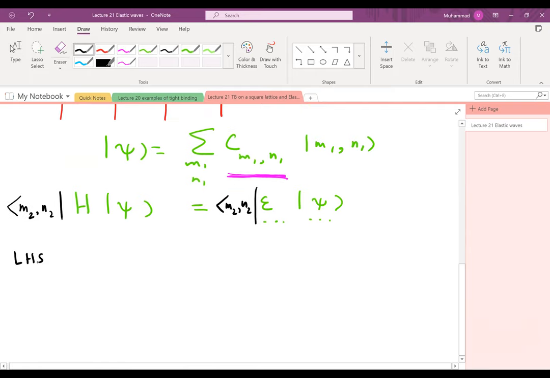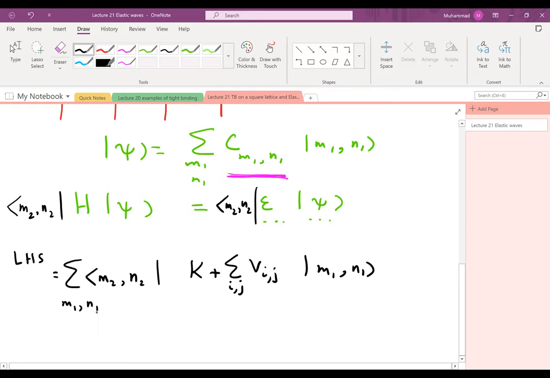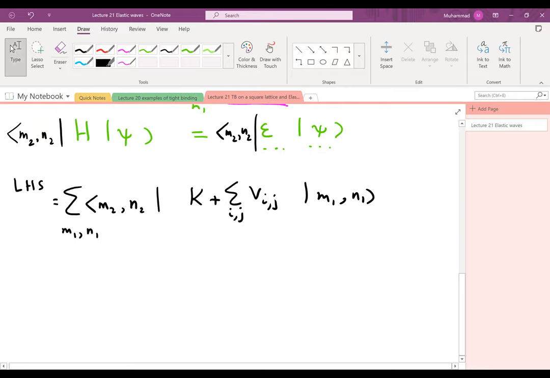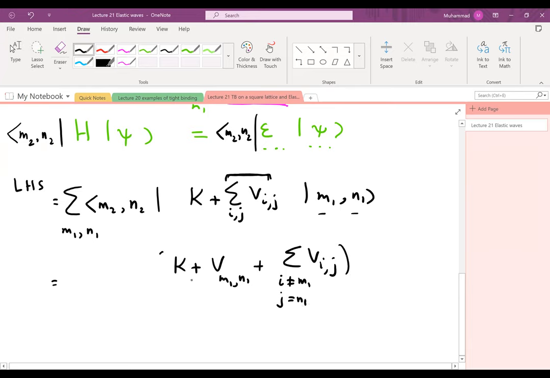Let's look at the left-hand side. The left-hand side is bra <m2, n2|. The Hamiltonian is K plus V_ij summed over all of i and j, acting on |m1, n1>. And I'm summing up over m1 and n1. Now we already know that we can break up this sum of potential energies into the potential energy on the point m1, n1, and all other terms. So i is not equal to m1 and j is not equal to n1.